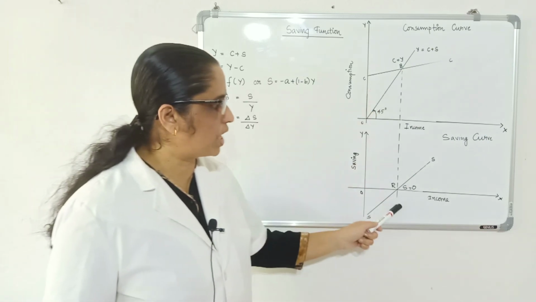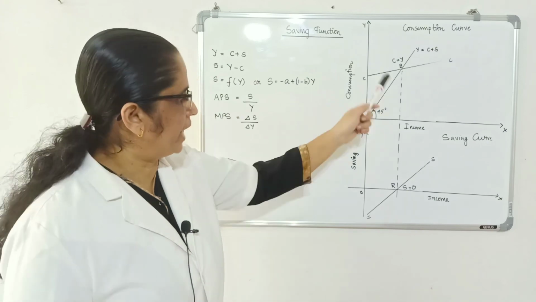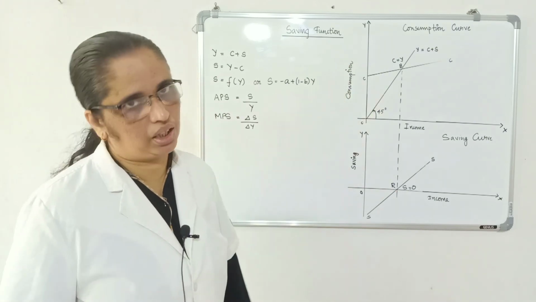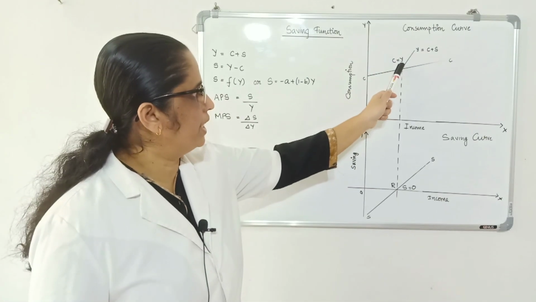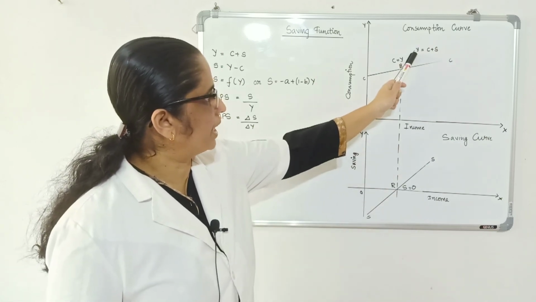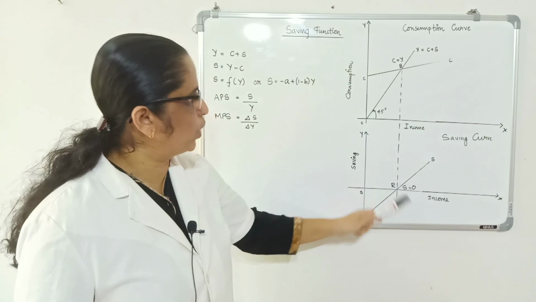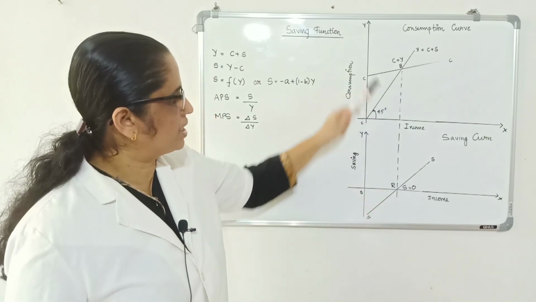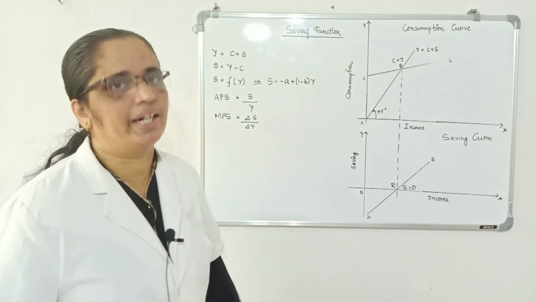Since these two curves are complementary curves, we can derive one curve from the other curve. At this point, income is equal to consumption, saving is 0. Income is greater than consumption, saving will be positive. Income is less than consumption, saving will be negative.